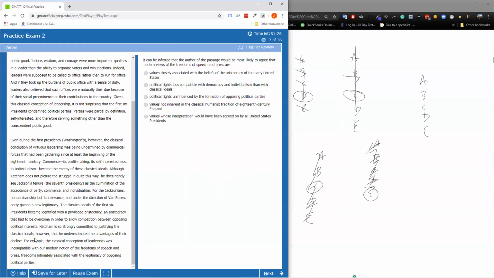Ketchum is so strongly committed to justifying the classical ideals, however, that he underestimates the advantage of their decline. For example, the classical conception of leadership was incompatible with the modern notion of the freedoms of speech and press, freedoms intimately associated with the legitimacy of opposing political parties.